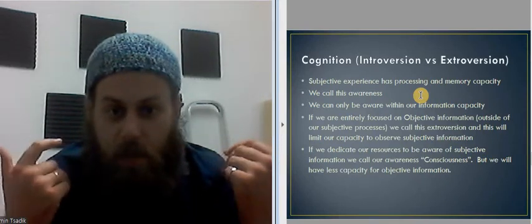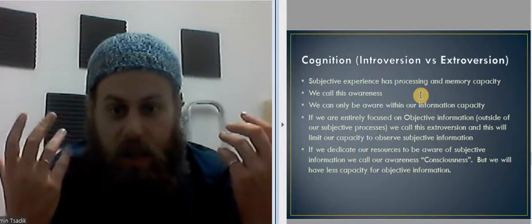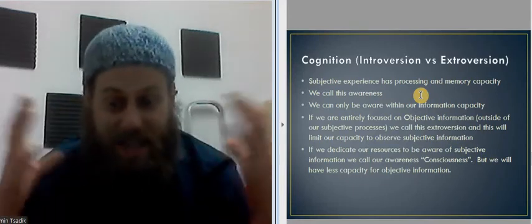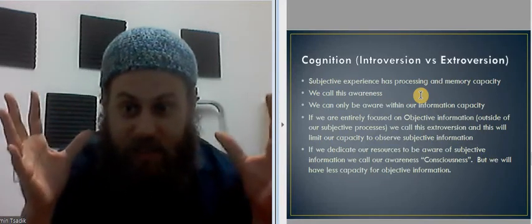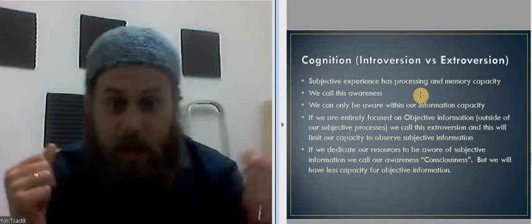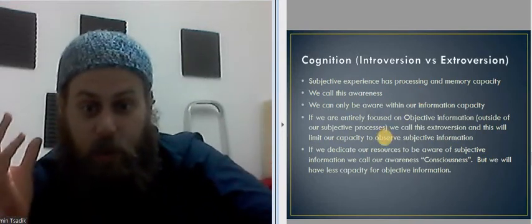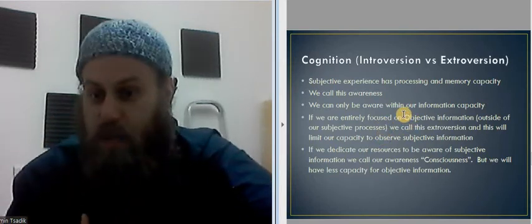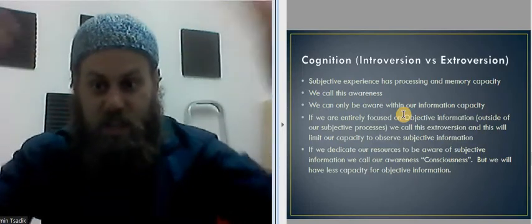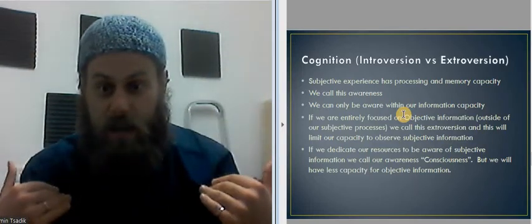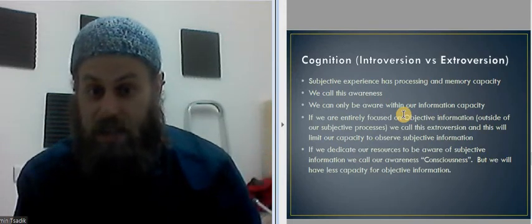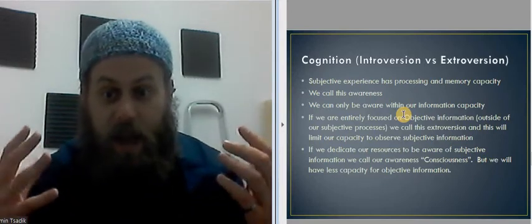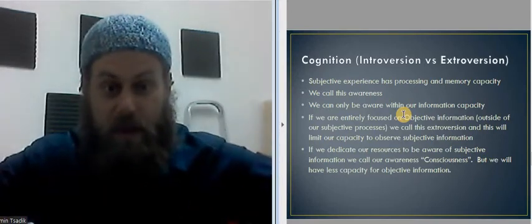Now, we can only be aware within our information capacity, right? So the capacity of our awareness is this capacity we have to take in and process this information, okay? That's our awareness. And if we're focused on objective information outside of the subject, right, we're focused on what's going on around us, all the information we're taking in is coming in from the outside, we call this extroversion. This is an extroverted process. It's objective. We're taking stuff in from the outside. It's extroverted, and our awareness is directed outwards, right?